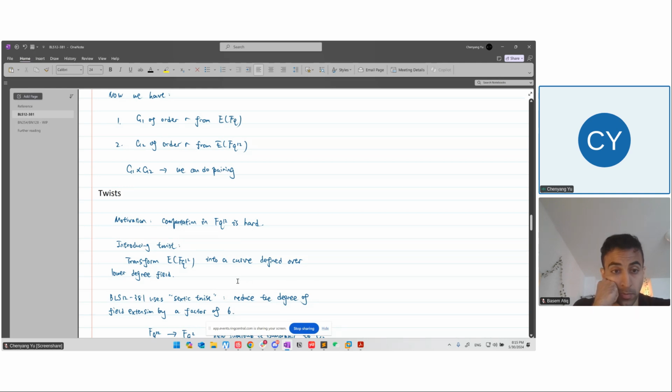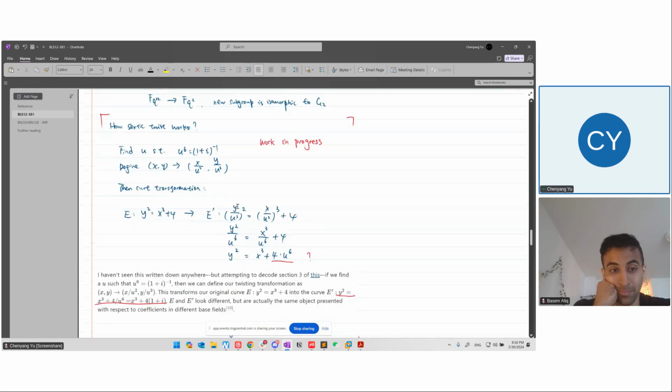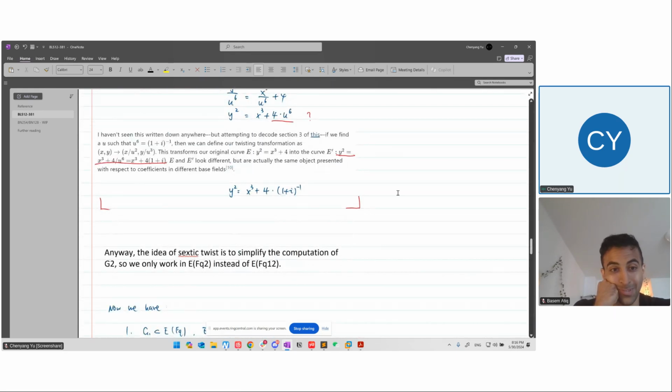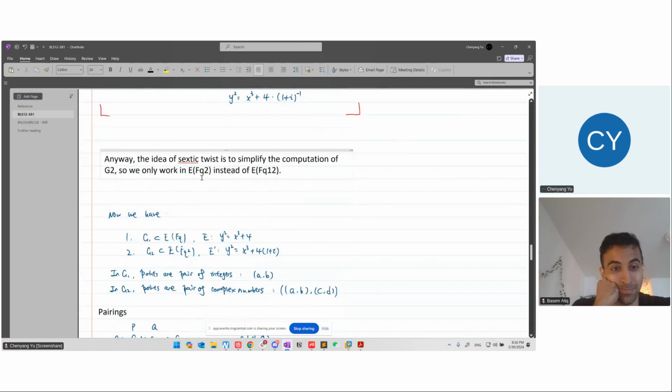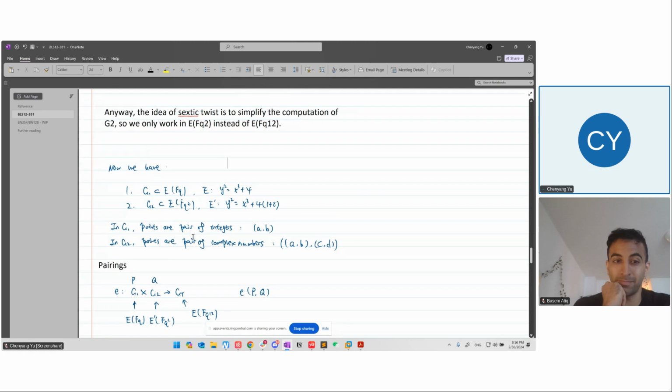Okay, so this twist, the main idea is just it can somehow convert this large finite field into a simpler one, and you can find a new subgroup that is isomorphic to G2, so you can do all the computation in the new subgroup instead of doing it over this monster. Okay, that's the idea. How it works, I don't know. I'm going to figure this out later. Yeah, this is the idea.